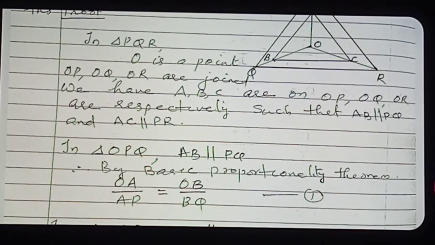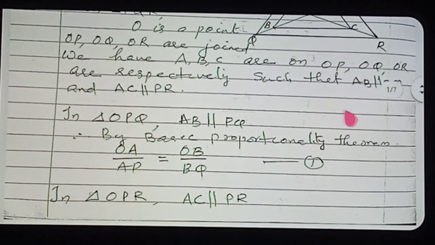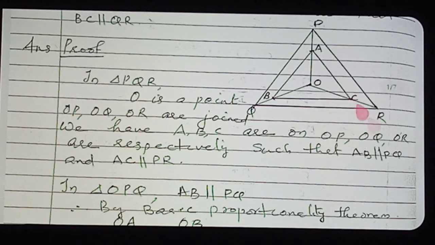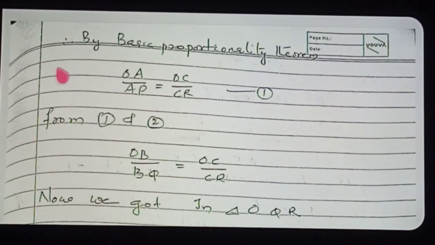Similarly, the second triangle. Which is the second triangle? See, the second triangle OPR. In OPR, what is given? AC is parallel to PR, given. There also apply the same basic proportionality theorem. OA by AP is equal to OC by CR. Therefore, by the basic proportionality theorem, OA by AP is equal to OC by CR. This is equation number 2.